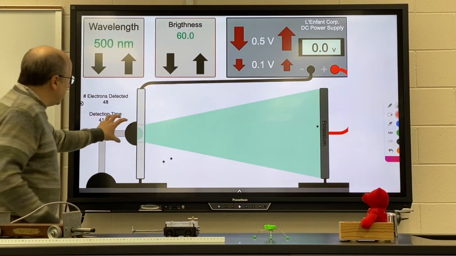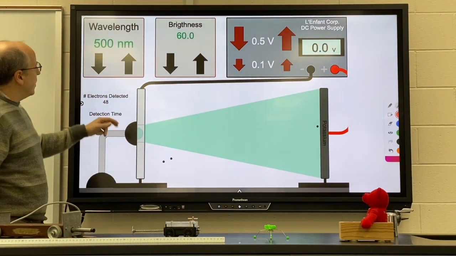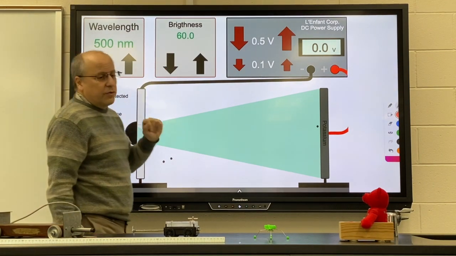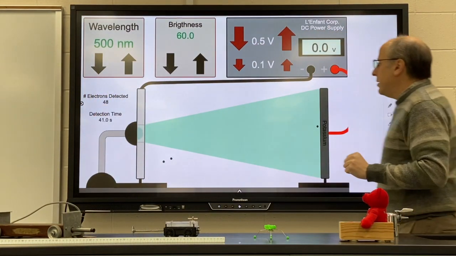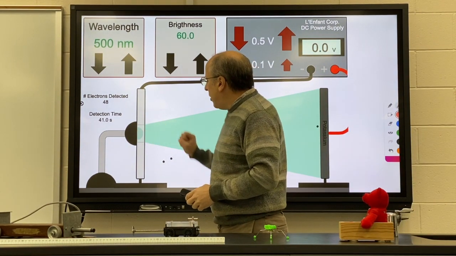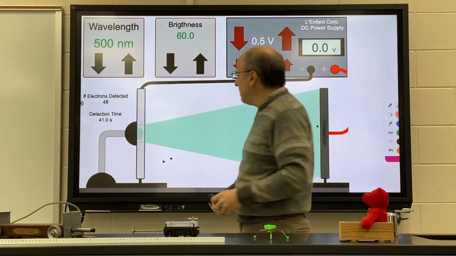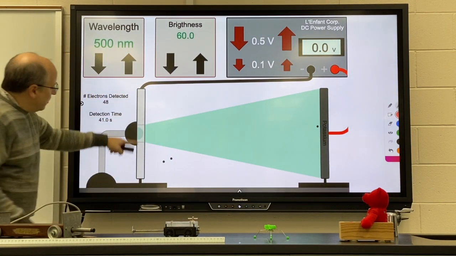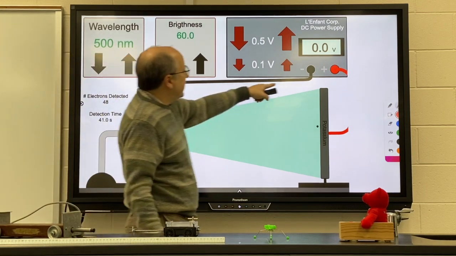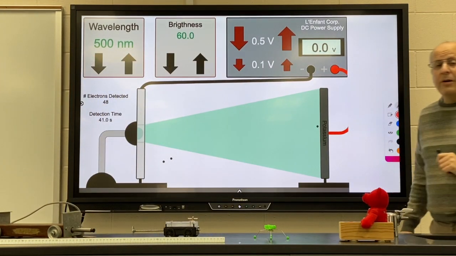So it starts with a lamp, but a lamp where we can control the color or wavelength, and we can control the brightness. The lamp is positioned such that the light shines through a hole in a metal plate. This metal plate will be called our collector. This metal plate will be connected to the negative terminal of a power supply.